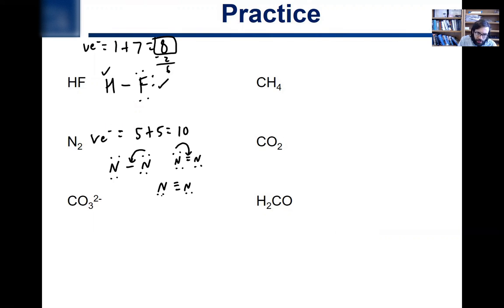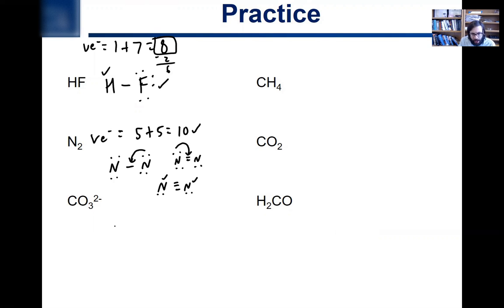Still, we only have 10 electrons, 2, 4, 6, 8, 10. That's good. Satisfy that. And what about for each nitrogen? 2, 4, 6, 8, octet rule satisfied. 2, 4, 6, 8, lone pair, octet rule satisfied. So we're done. All right, here's one.